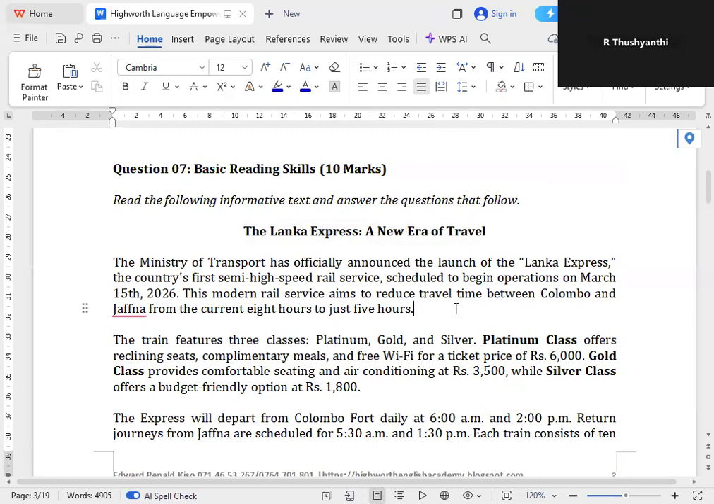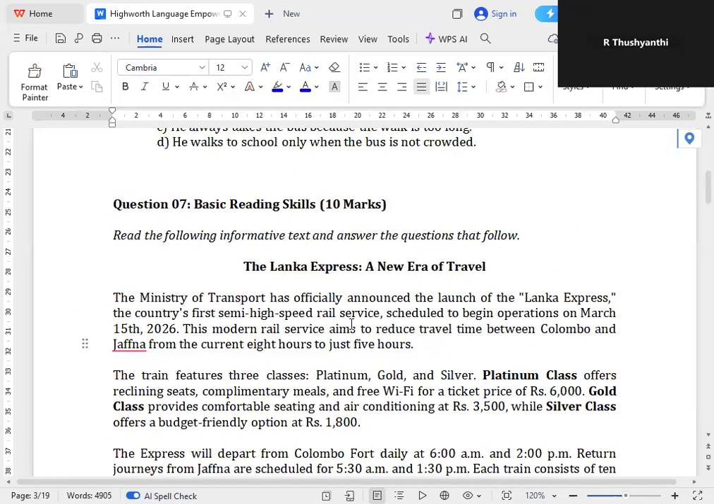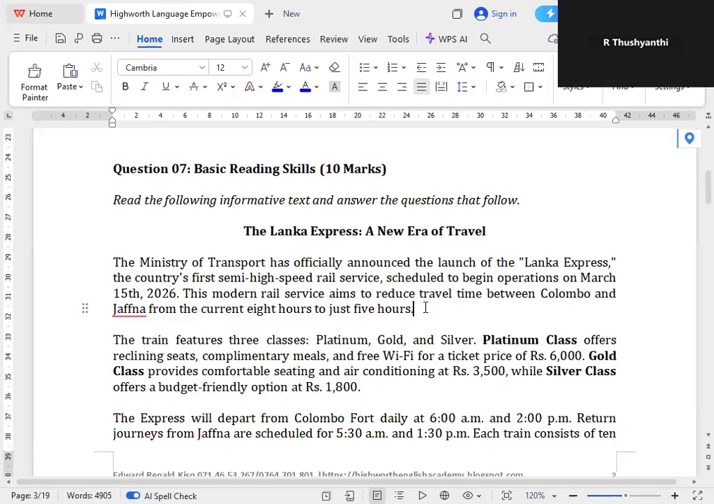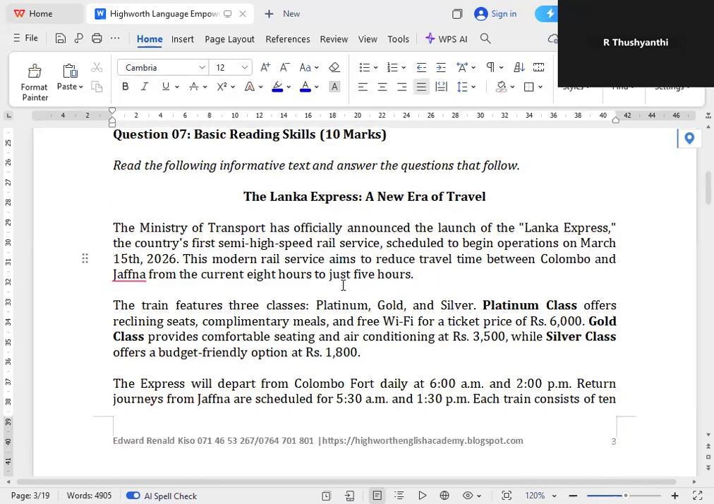Okay, what changes have been done by the Ministry of Transport to the railway department, a train from Colombo to Jaffna? So it's a new program which is going to be implemented. So it's about train travel, train service. The article is about train service.